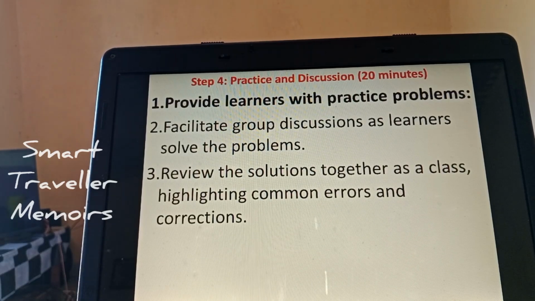Step 4, provide learners with practice problems, facilitate group discussions as learners solve the problems, review the solutions together as a class, highlighting common errors and corrections.